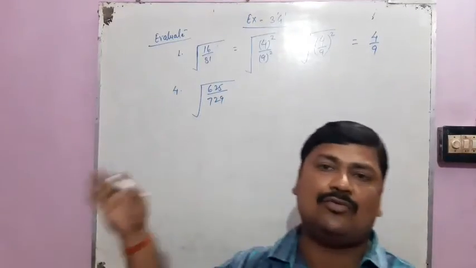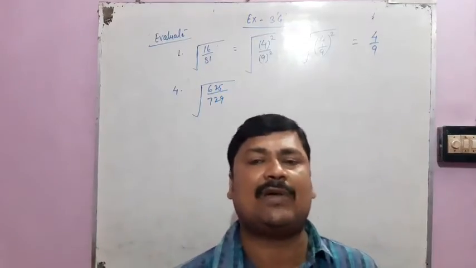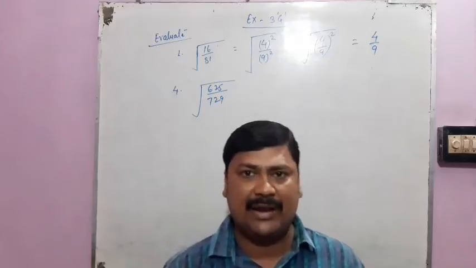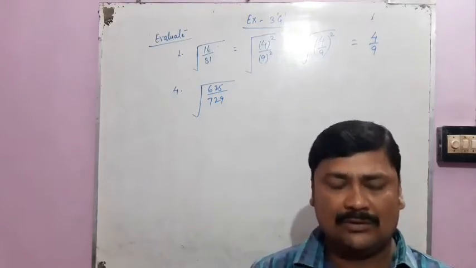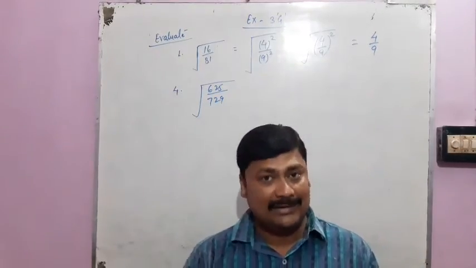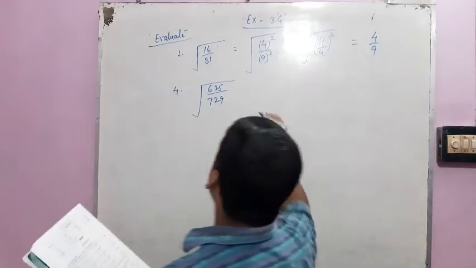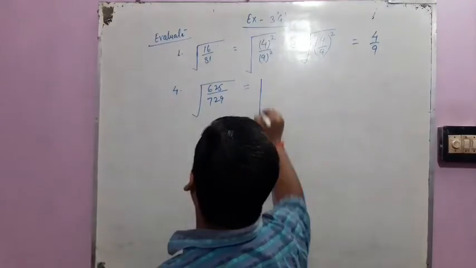225. In this way you have to remember them. Suppose someone asks what is the square of 23? 529. What is the square of 27? 729. What is the square of 29? 841. In this way you have to remember all the squares of the numbers. Okay students? So again you have to write this number in the form of a square.